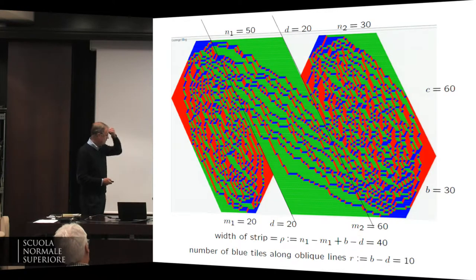So that's when I say the oblique lines, I will always refer to them. And as you pointed out, it's indeed so that you can do the same analysis in the other direction. But it would be the same story. There you would pick up the red tiles.